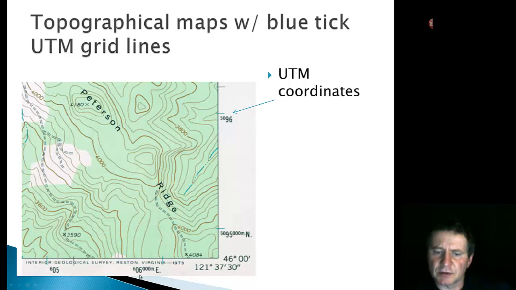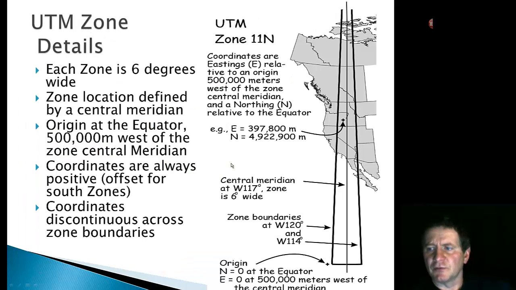So as you can see, this is 606, 605, 95, 96 in the UTM coordinates. The UTM zones being an angular setup, what you've got is a zone that's located by the meridian.